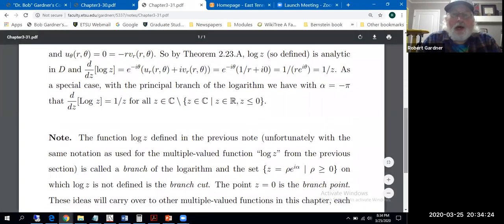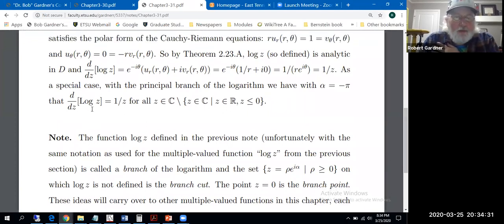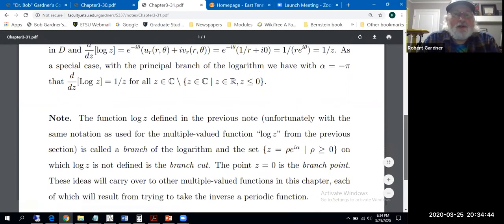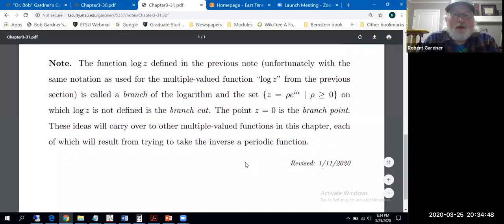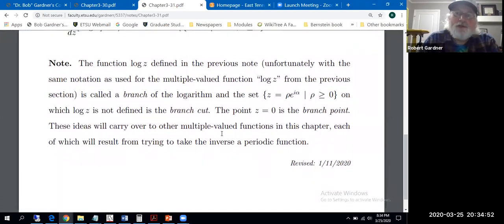And that's how we'll approach logarithms. Probably most commonly, we'll use the principal branch of the logarithm, but not exclusively. We could pick any one, and you've got to tell me which one we're going to pick before we start with computations, because the argument thing is an issue. But it gives us different branches of the logarithms. Now, these ideas will carry over to other multiple valued functions in this chapter.